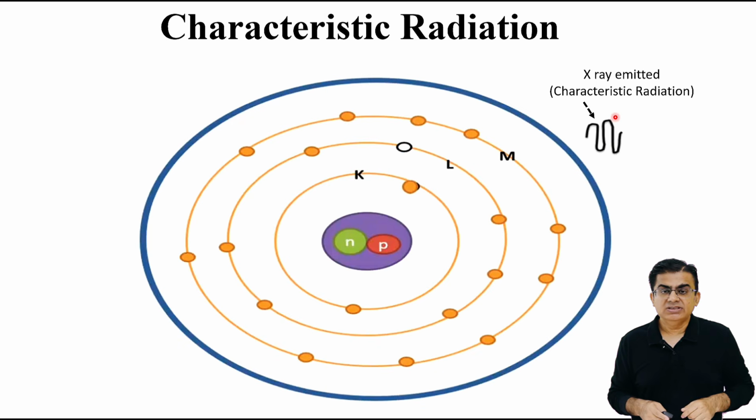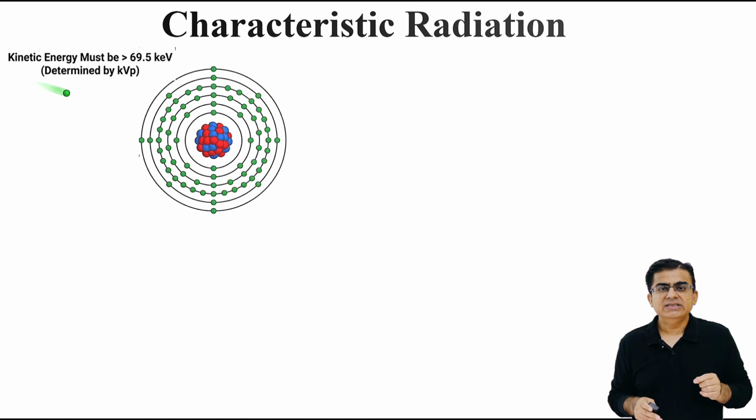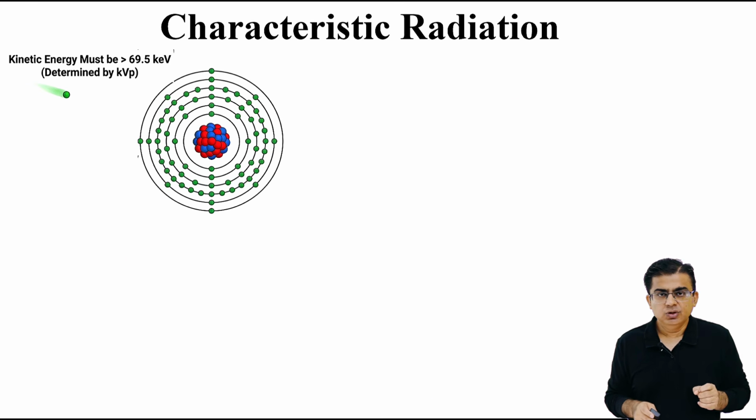These specific photons are always created at highly predictable and discrete energy levels. I hope you understand characteristic radiation. Let me show you an animation on one single slide to show how a characteristic radiation is produced.